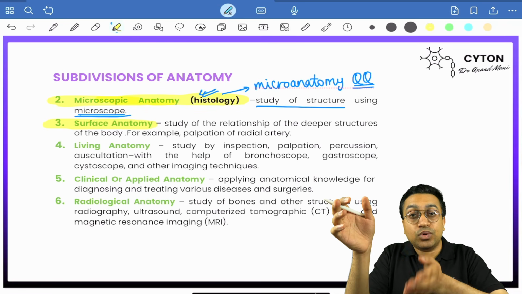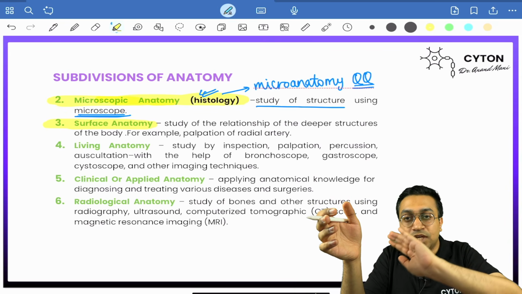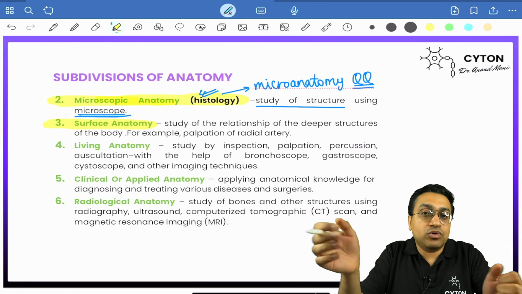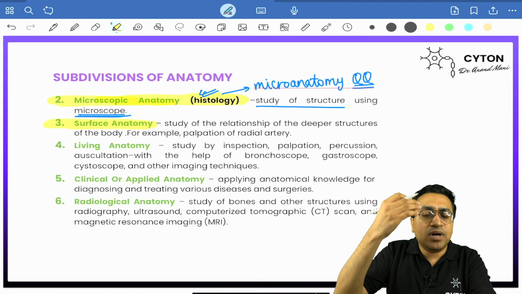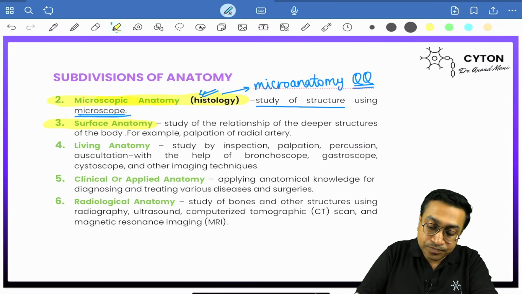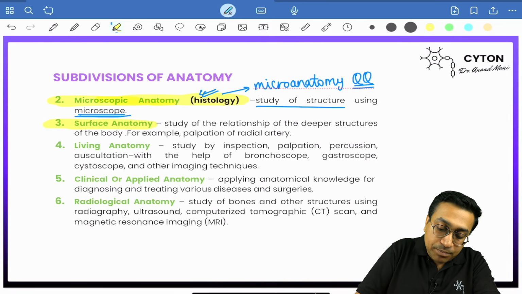So without knowing the surface anatomy, you cannot keep your hand in the exact position on the radial artery, because otherwise you won't be able to find the pulsation. Similarly, there are multiple places where you find the pulsations of the body. That also will teach you. So this was just an example.